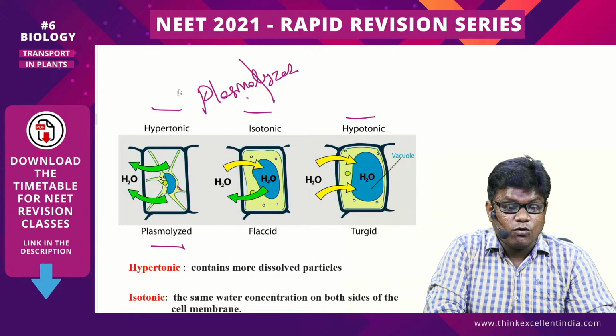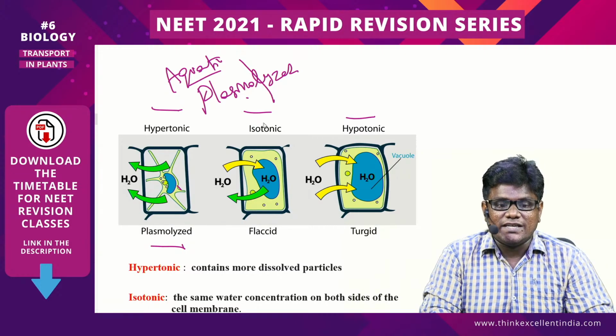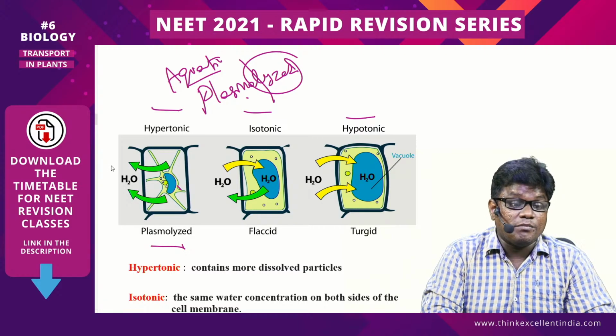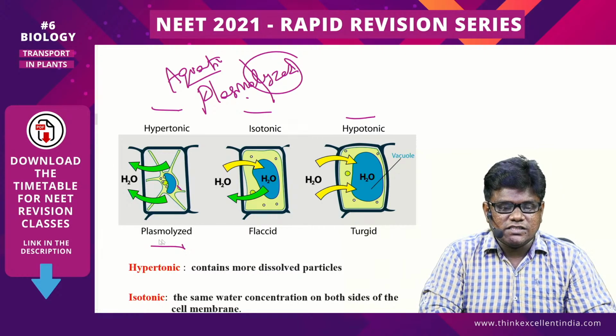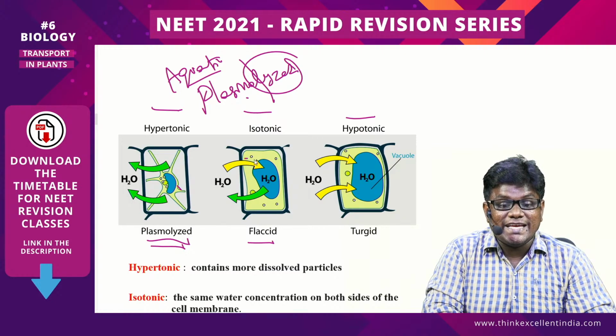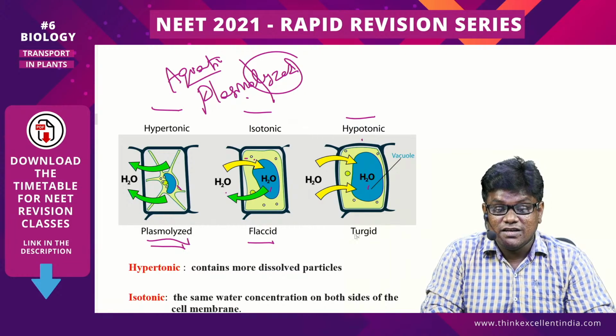Plasmo, aquatic, water content, lysed. The plasma will be removed from the plant cell, and that is plasmolyzed. Here you can see the flaccid cell. That means water is getting inside and water is going outside. That is isotonic. And in hypertonic, here you can see it has become turgid.